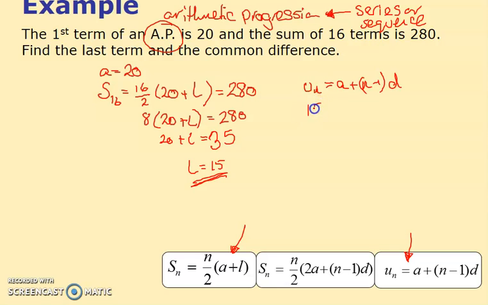My last term I know is 15. My A was 20 plus N minus 1. There were 16 terms there, so I can write 15D. And I can effectively call this the last term, and that will tell me what the common difference must have been. So anyway, move that over, I get minus 5 equals 15D, and you can quickly see that D is minus a third if you do that division.